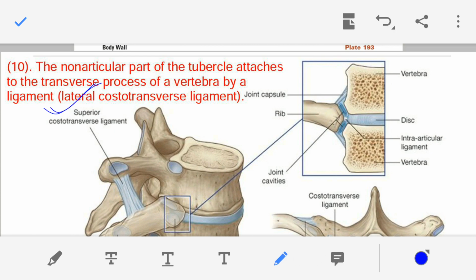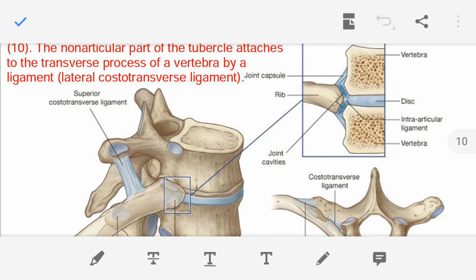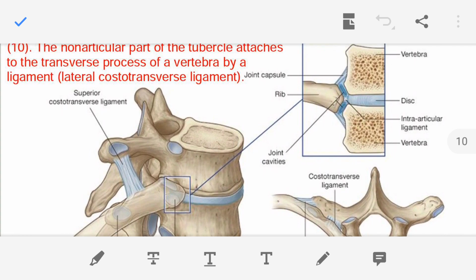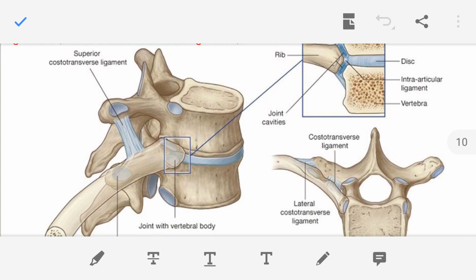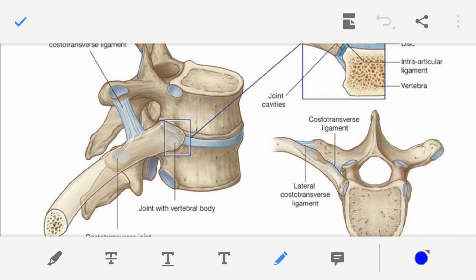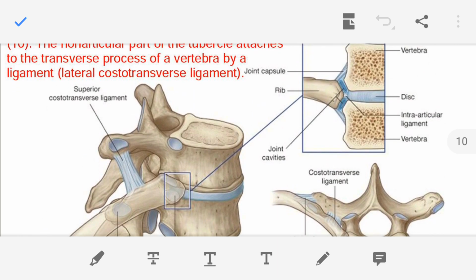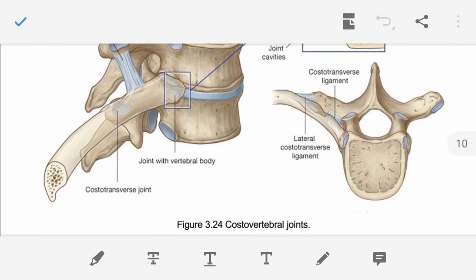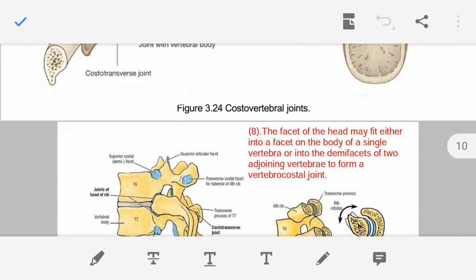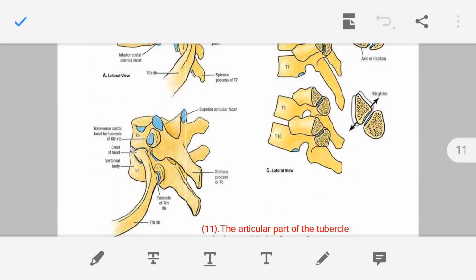The non-articular part of the tubercle attaches to the transverse process with the help of a ligament, and this ligament is known as the lateral costotransverse ligament. Now moving on to the 11th point.